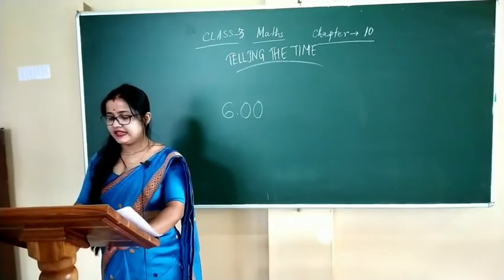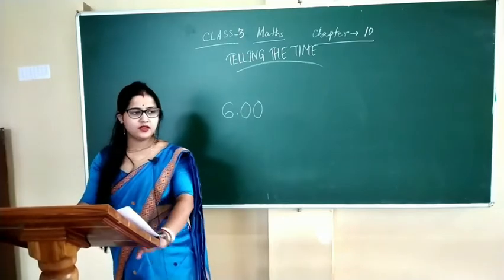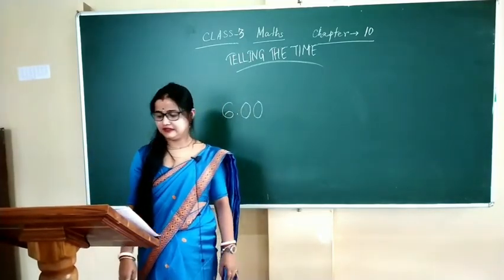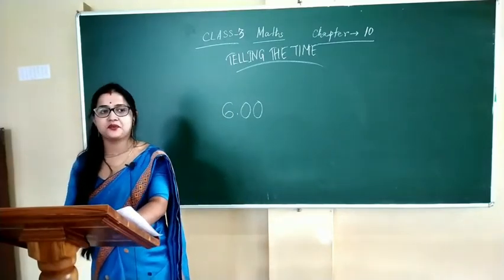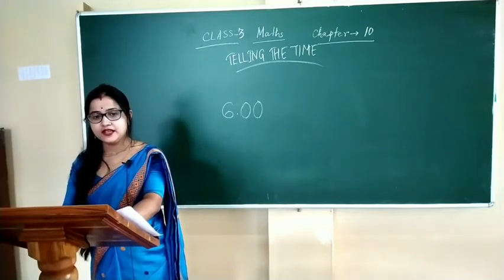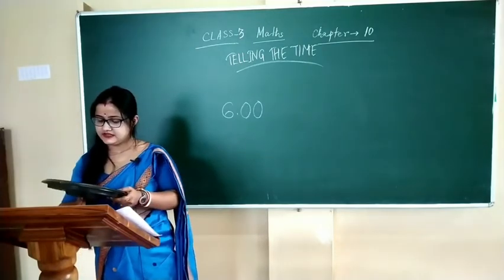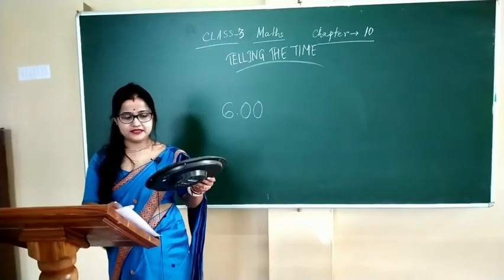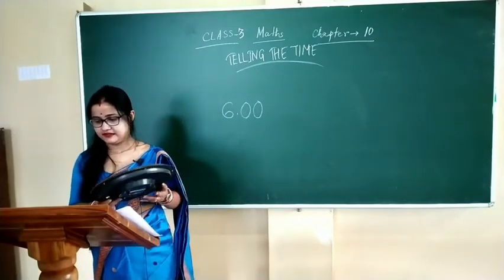Now see, telling time to the quarter hour. Quarter means 1/4 of the total. The minute hand moves 1/4, which means 1/4 of the circle, in moving from 12 to 3. Just a little before we learned the nearest 5, isn't it? Now we will learn quarter past.